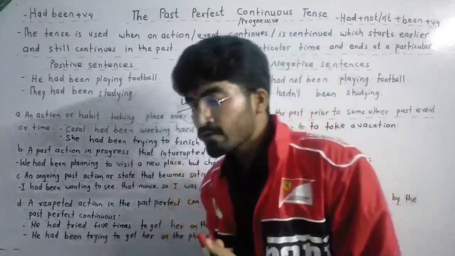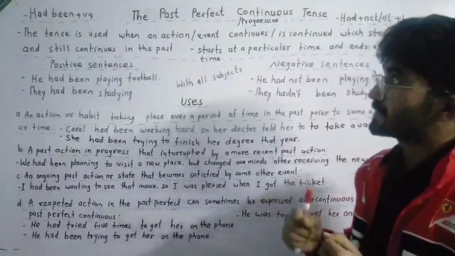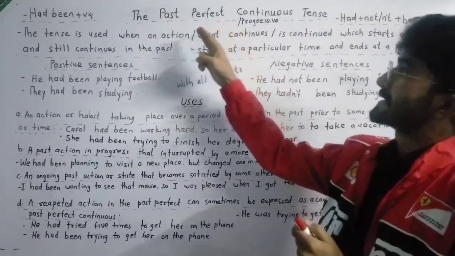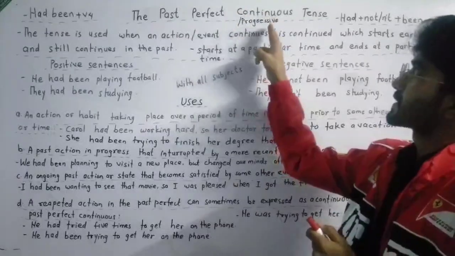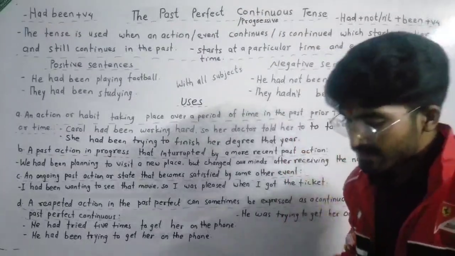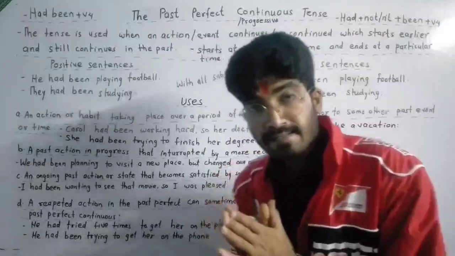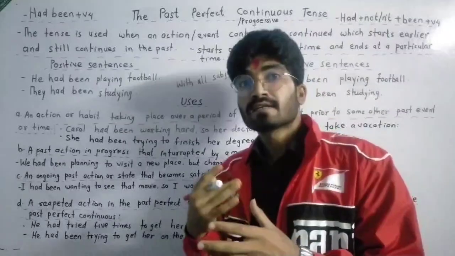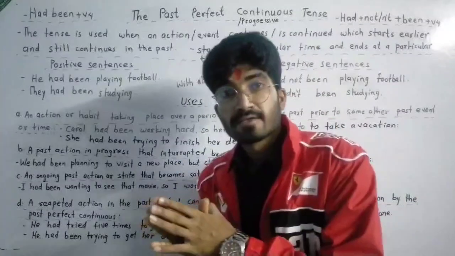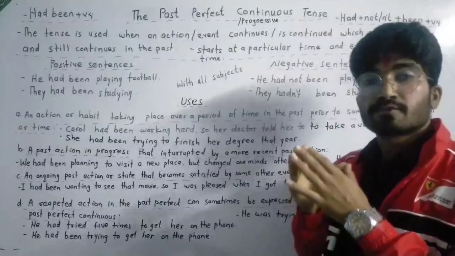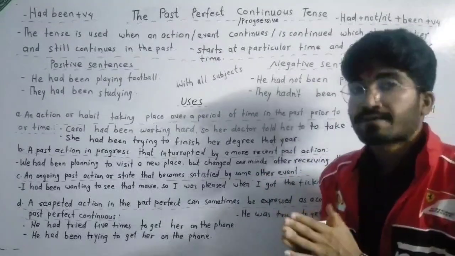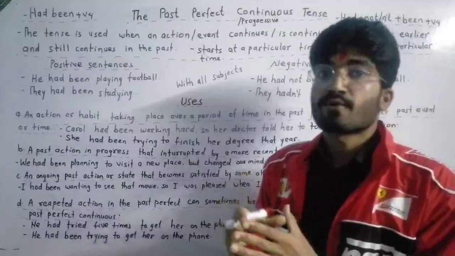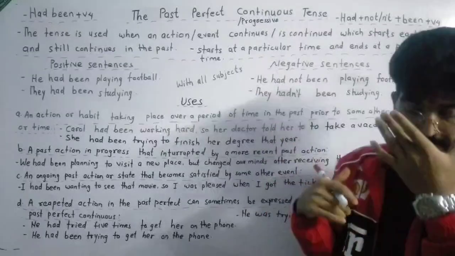Talking about this aspect, the past perfect continuous tense, or the past perfect progressive tense, basically this tense is used in the past whenever something started earlier and still continues. Something started earlier at a certain point of time, and it continues in the past at a certain point of time. At that time we can use this tense.